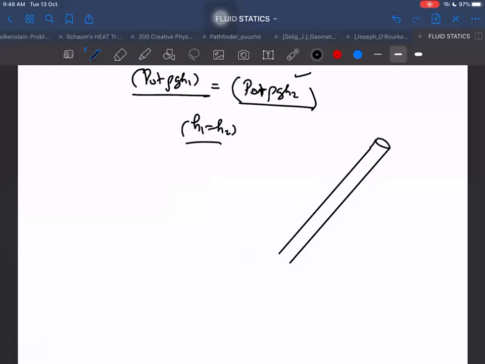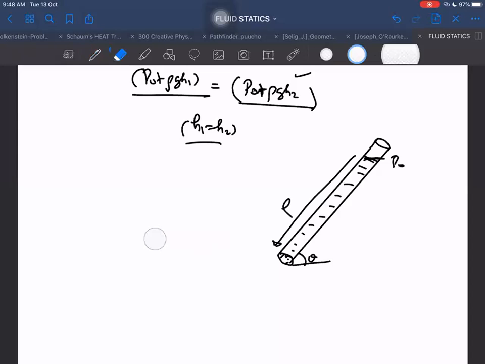Maybe somebody may think like this, that if it is a tube like this and it is filled with water, here pressure is P naught, then at a point it is the length L. You may think P is equal to P naught plus rho g L. Is that right? Not right. Why is L not right?